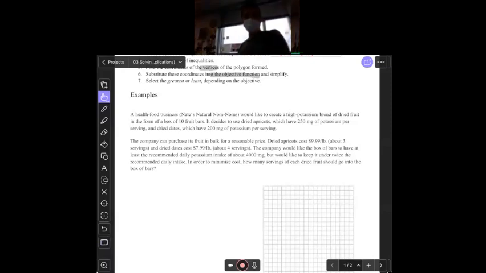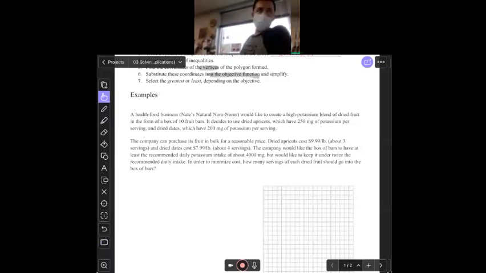Those aren't the actual numbers because apricots have like 407 milligrams of potassium, and it was just going to make things ugly if we use that number. So those aren't true numbers there, but still a good idea. The company can purchase fruit in bulk for a reasonable price. Dried apricots cost about $9.99 per pound for 3 servings. Dried dates cost $7.99 per pound for about 4 servings.